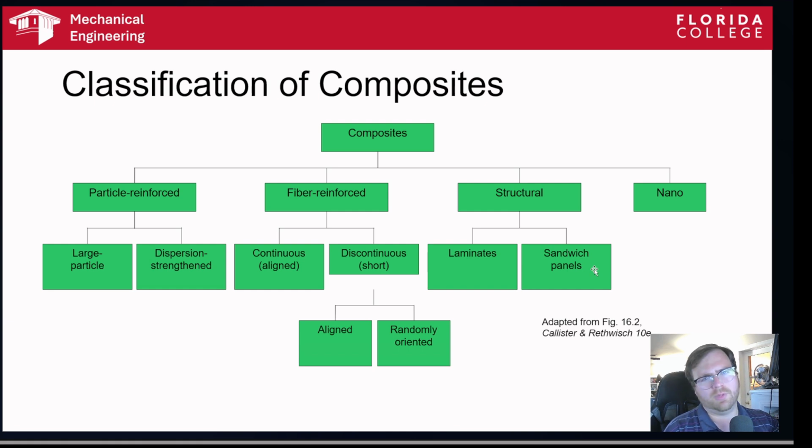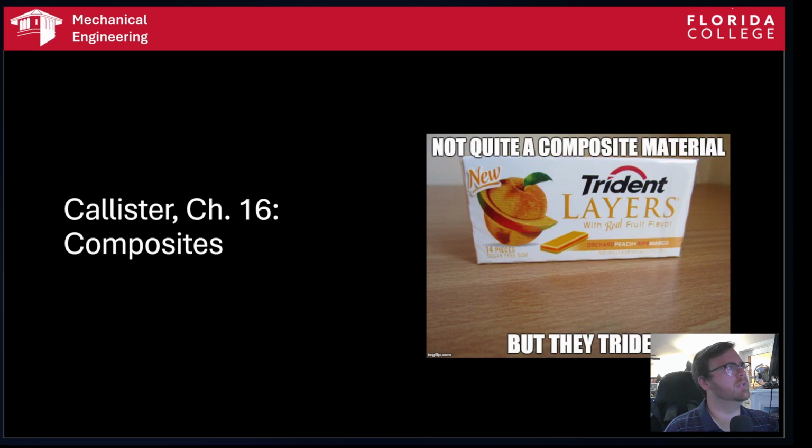And we're going to talk about what those are exactly. Like the Trident gum that you see here is actually technically a sandwich panel composite. They say not quite a composite material. I would say this is a composite material, technically speaking.